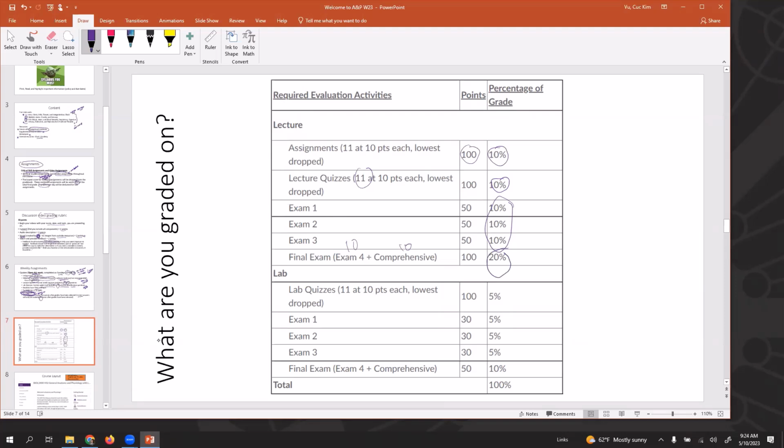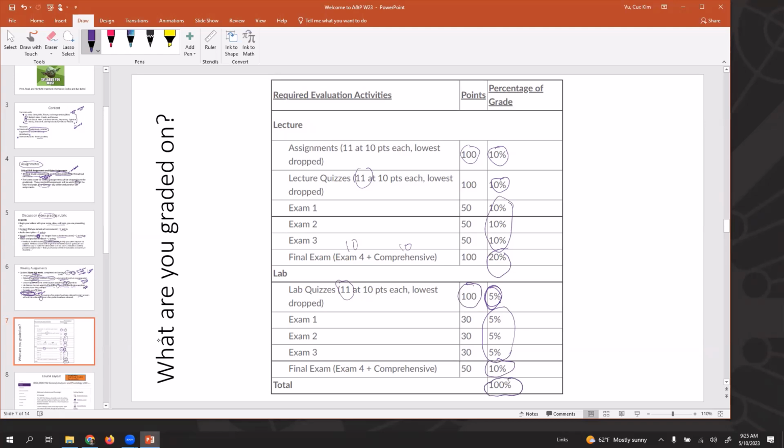Okay. For your lab quizzes, you have 11 of them. The lowest one will be dropped, so that gives you 5, so it's 100 points, and they weigh less, so they're only worth 5% of your final grade. Your exam 1, 2, and 3 are worth 5% of your grades as well. And then your final exam, which is on the last unit of materials, and then on units 1 through 3, that makes up 10% of your grade. So it comes to a total of 100.